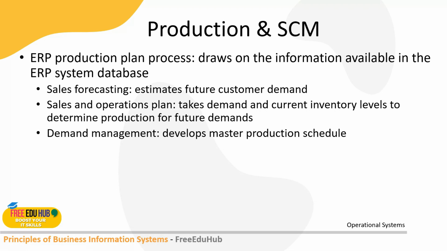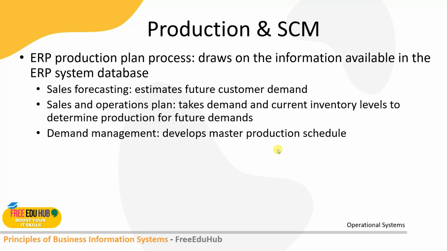Then we have demand management, which develops the master production schedule and forecasts the demand of a product. If it is performing really well, they can calculate the forecasted figure or the demand of that product which is expected in the next 6 months, and they'll increase the production so that they are able to meet the market requirements.